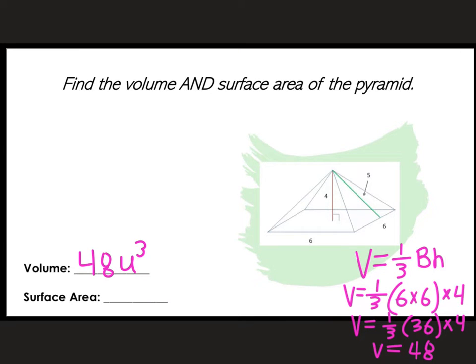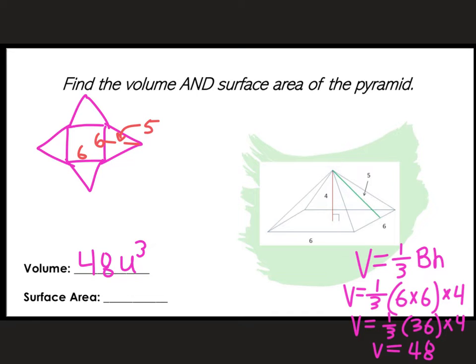Second part of this question is to find the surface area. So this is a rectangular pyramid, or a square pyramid if you'd like to call it that. So the center right there, my base, is going to be a square or a rectangle, and then my sides are all triangles. Label the dimensions. We have 6 by 6 as our base. The height of all of my triangles is 5. The 4 does not matter when we're finding the surface area.